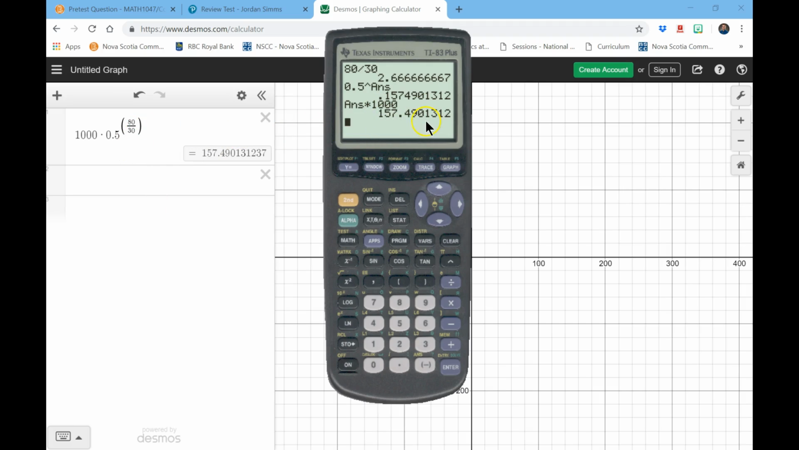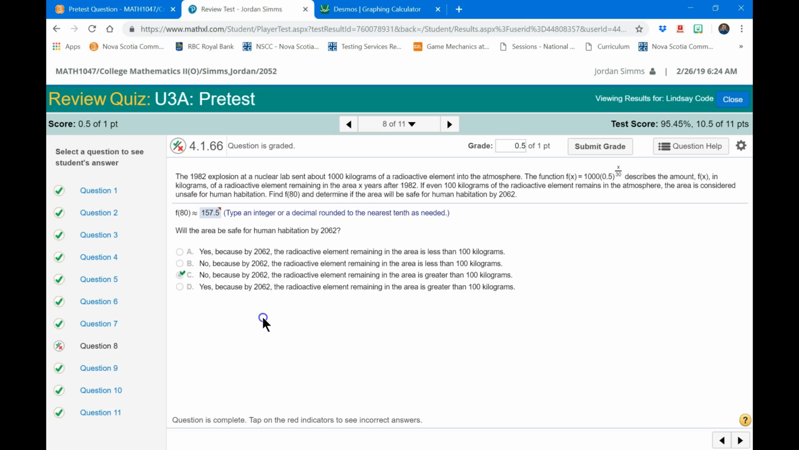So that's the answer there, and obviously, to go back to that test question, by 2062, we've found the amount of this radioactive element, right? 157, and basically anything over 100 is still poisonous or unsafe for human habitation. So obviously, the answer is no, right? By 2062, we're still over 100 kilograms. We're at 157.5. So I hope that helps. Give it a try on your calculator, and let me know how you make out.